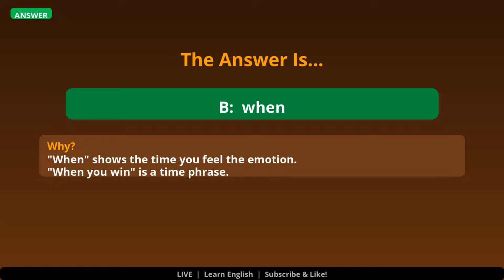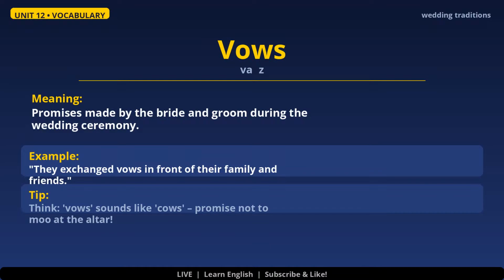Let's continue learning. Time for vocabulary. The word is vows. Promises made by the bride and groom during the wedding ceremony. Here's an example. They exchanged vows in front of their family and friends. Remember, think, vows sounds like cows. Promise not to moo at the altar.